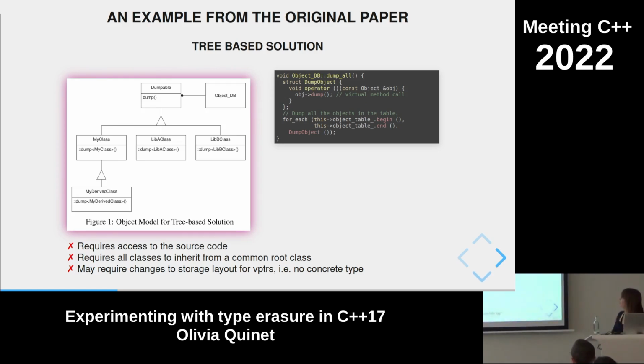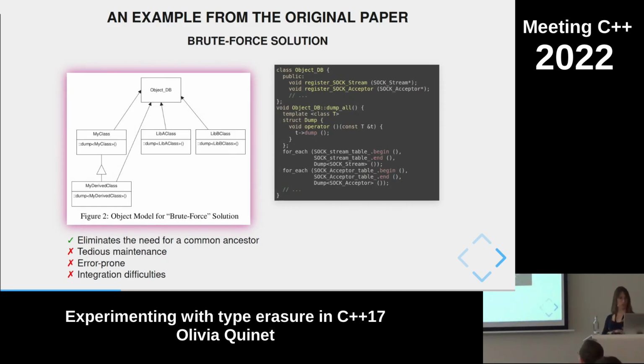So you have the dumpable with the virtual dump, and you can register this type of object inside the object DB, but you have to derive all your objects from that dumpable base class. Of course, it's quite easy, but might not be feasible all the time because it requires access to the source code. All the classes need to inherit from a common root class, and it may change the layout for holding the V table. So you cannot use concrete types with this.